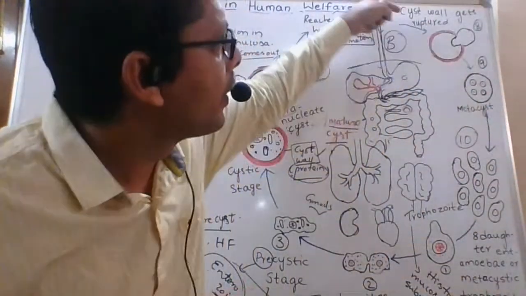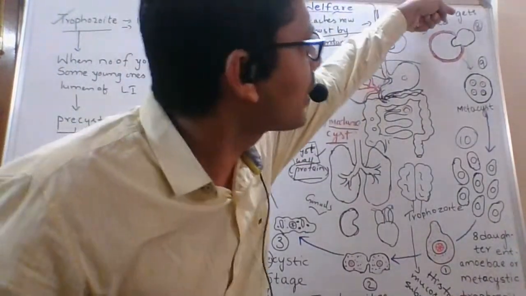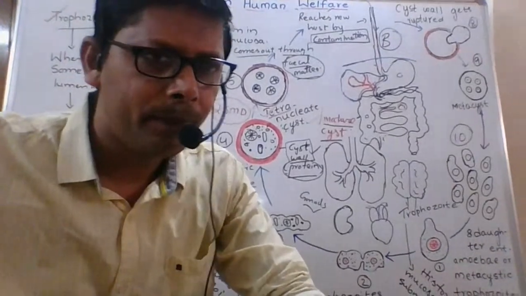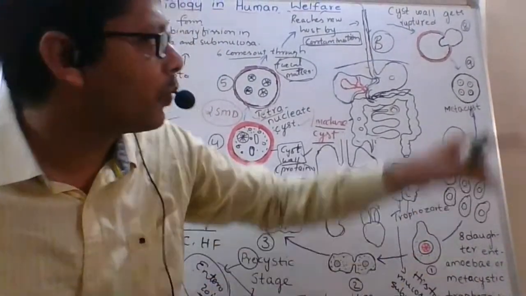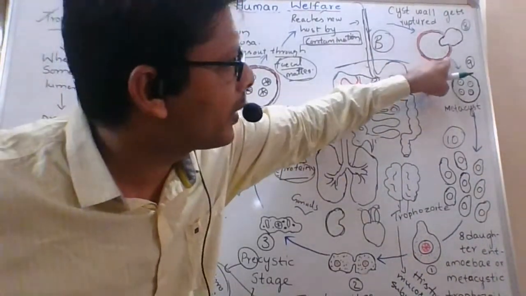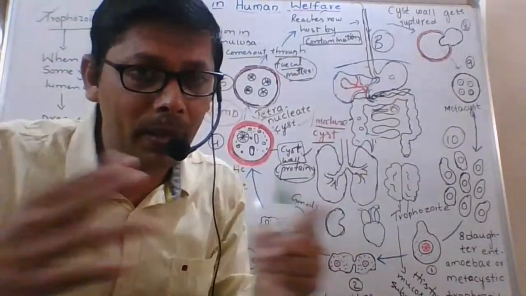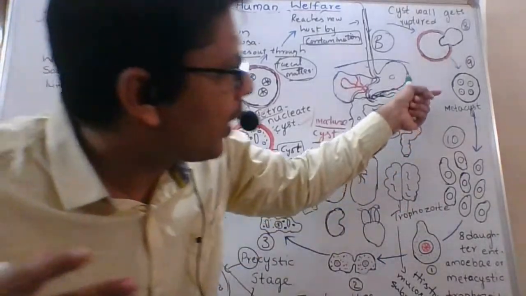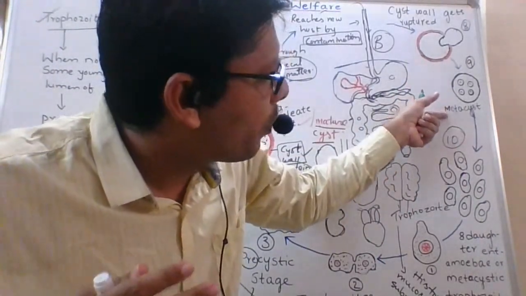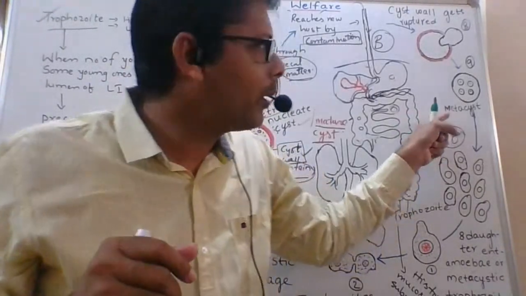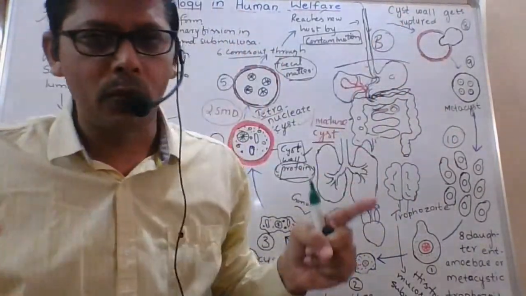Okay, observe here. Cyst wall gets ruptured. You can observe here, this is a cyst wall. Now the tetranucleate cyst is coming out of the cyst wall. Okay, observe here. This is called metacyst. Metacyst means it has no cyst wall.